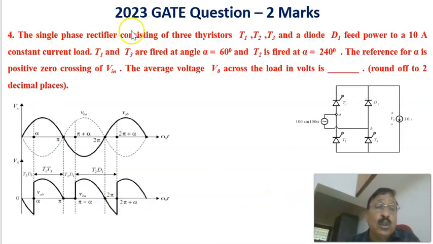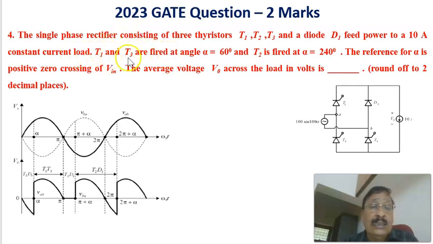Now let us see the fourth problem, a 2023 GATE question that carries 2 marks. The fourth problem: a single phase rectifier consisting of 3 thyristors T1, T2, T3 and a diode D1 feeds power to a 10 ampere constant current load. Constant current load. Here T1, T3, T2 and the diode D1.